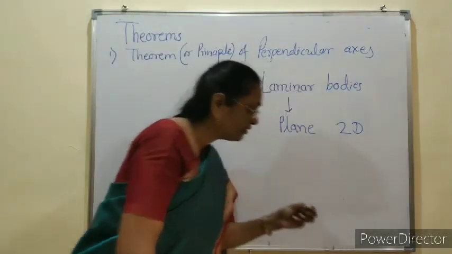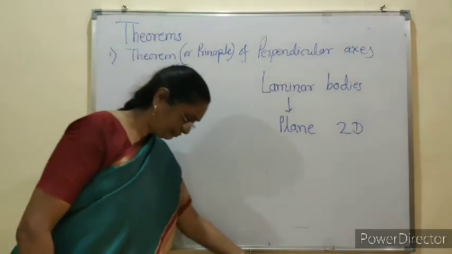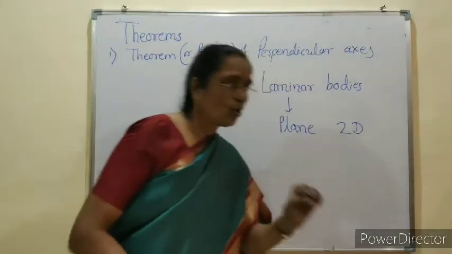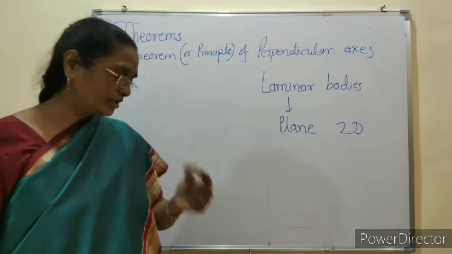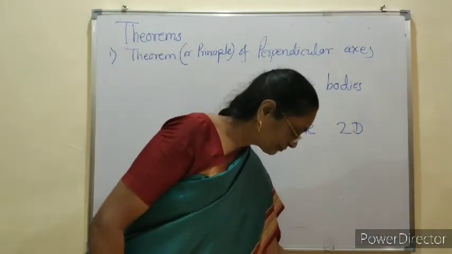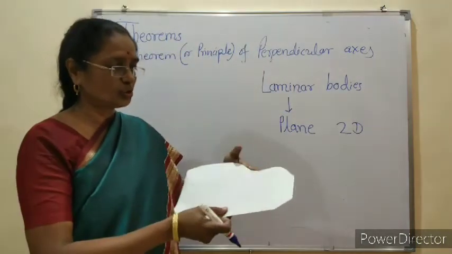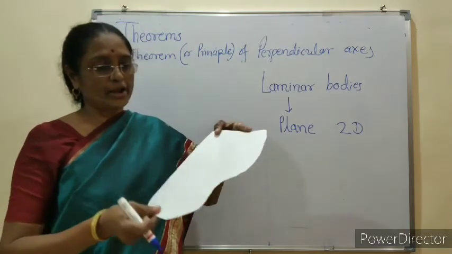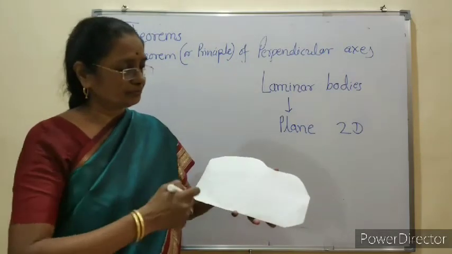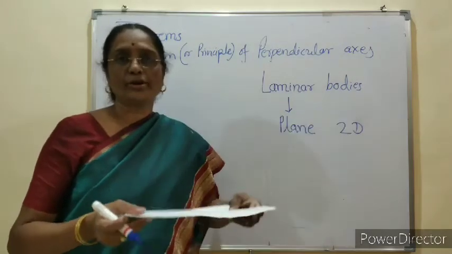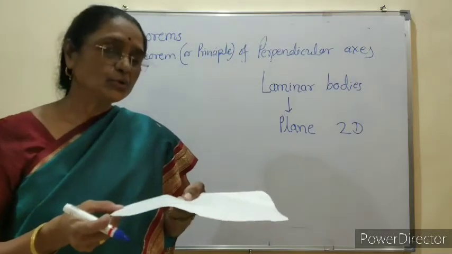Similarly, the ring, the thin wire ring I have shown, is also a laminar body. A coin, it is a disc. It is also a laminar object, a two-dimensional body. There is one more body I must show you. It is a thin paper, and it has an irregular shape, not square, rectangle or circular. It can have any shape, but it is a laminar object, because it can also be described by only two axes, any two axes.